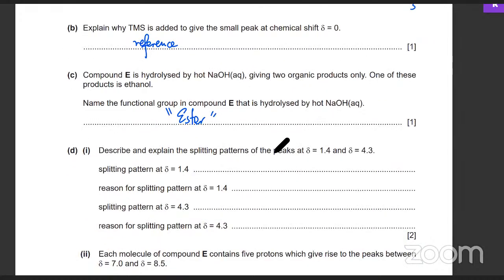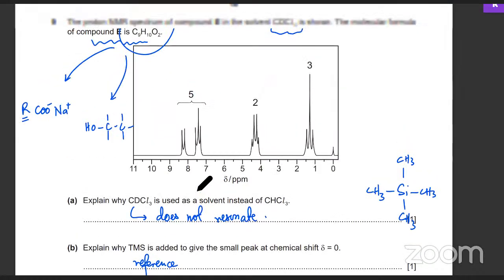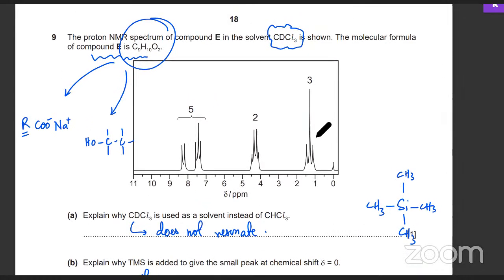Then he says, describe and explain the splitting pattern of the peaks at delta 1.4 and delta 4.3. And you have to give the reason for splitting as well. So at 1.4, that's a triplet peak. Now, when do you actually have a triplet peak? When the neighboring carbon atom has, so when your neighboring carbon has 2 hydrogens. So it must have a CH2 neighbor.